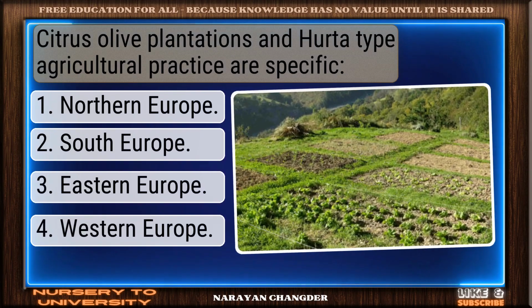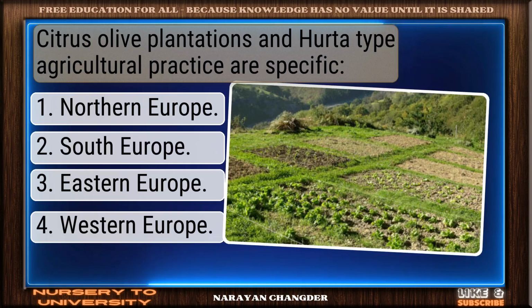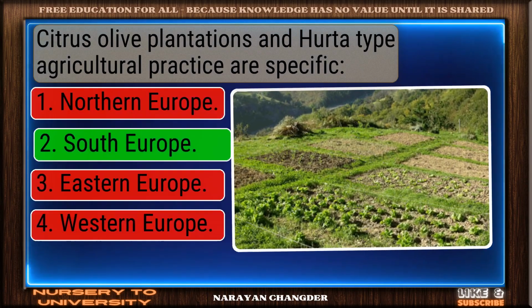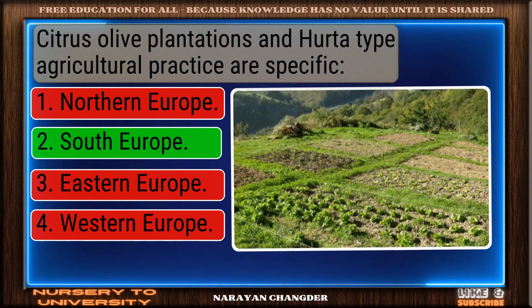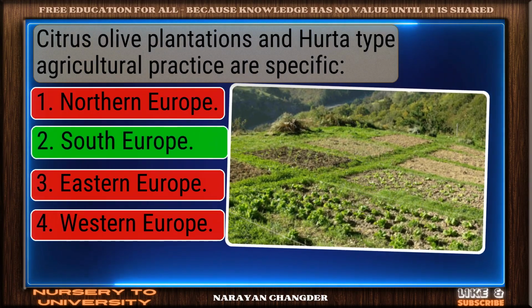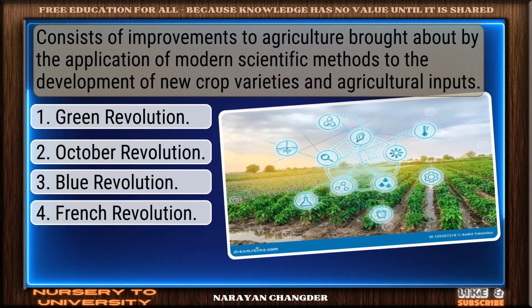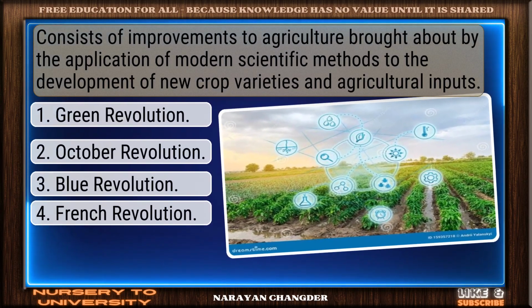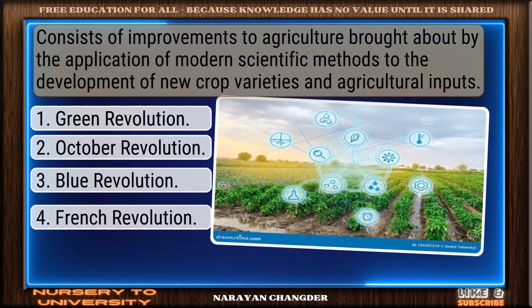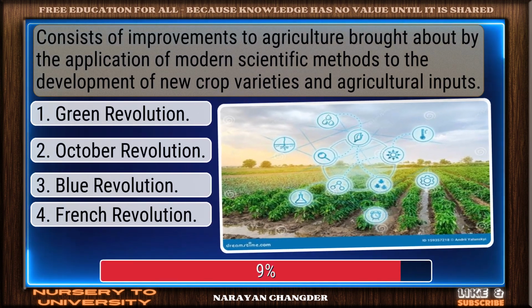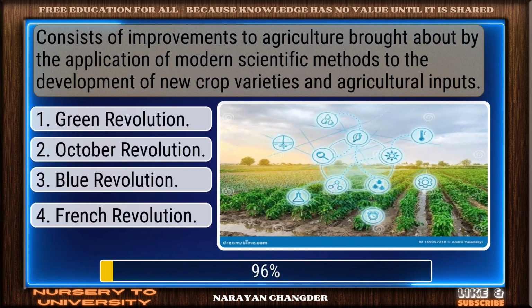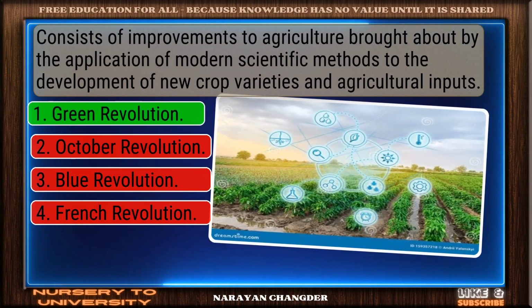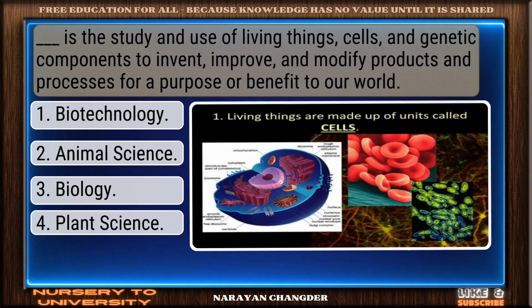Citrus, olive plantations and horta-type agricultural practice are specific. Well picked. South Europe is the correct answer. Consists of improvements to agriculture brought about by the application of modern scientific methods to the development of new crop varieties and agricultural inputs. Sharp thinking. Green revolution is the right choice.